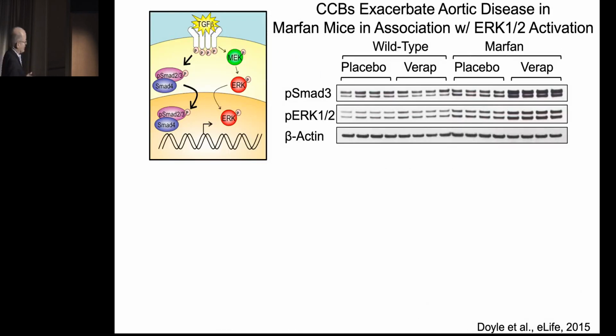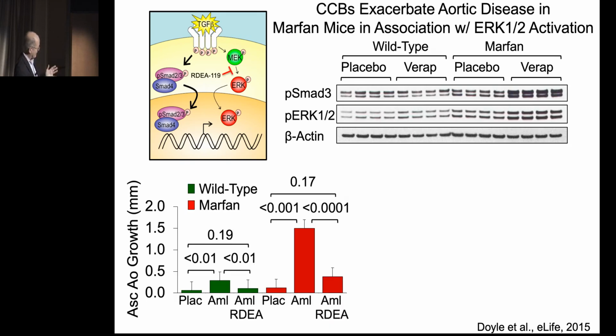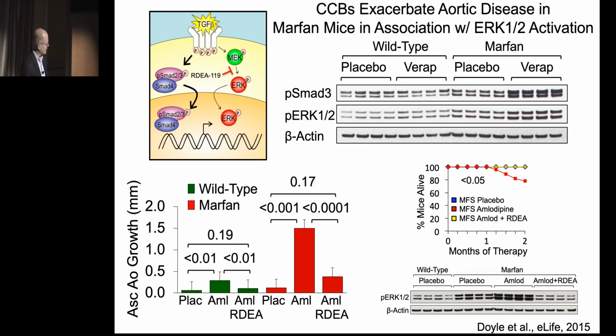So contrary to prediction, we found that calcium channel blockers were not decreasing, but actually enhancing both the canonical SMAD and non-canonical ERK cascades in the aortic wall of Marfan mice. We could again say that ERK is the culprit. If we gave calcium channel blockers and also the MEK inhibitor RDEA119, we were able to prevent this deleterious gene by environment interaction. And you can see that we were indeed achieving the desired result of normalizing the excessive ERK activation.